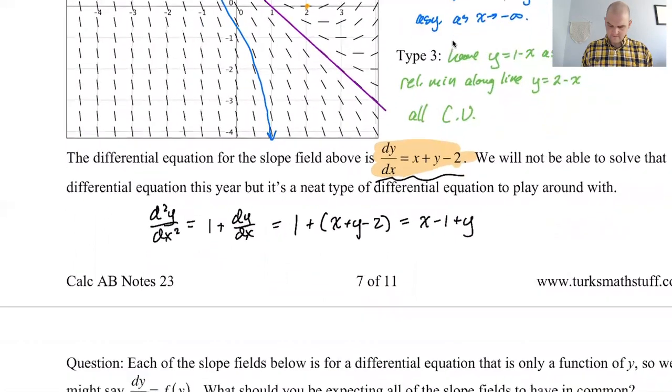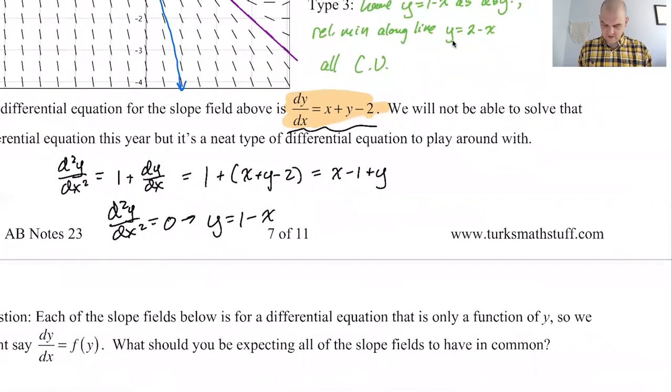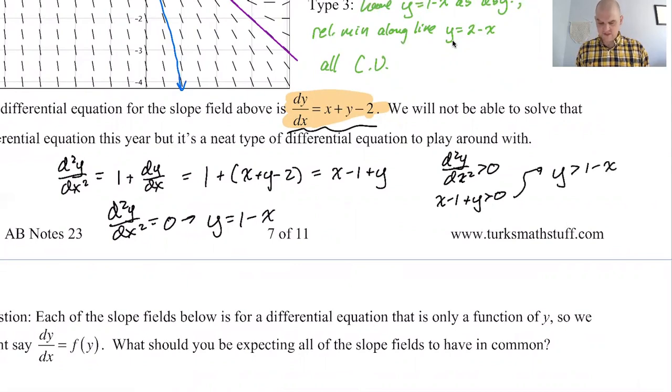So if the second derivative equals 0, that would mean that y is equal to 1 minus x, right? Take the second derivative, set equal to 0, subtract x, add 1, and you get y is equal to 1 minus x. If we want the solutions to be concave up, so the second derivative greater than 0, that would mean we want x minus 1 plus y to be greater than 0, which would mean we want y to be greater than 1 minus x. So anytime y is greater than 1 minus x, the solution curves are going to be concave up. If we want concave down, we just flip the inequality: anytime y is less than 1 minus x.